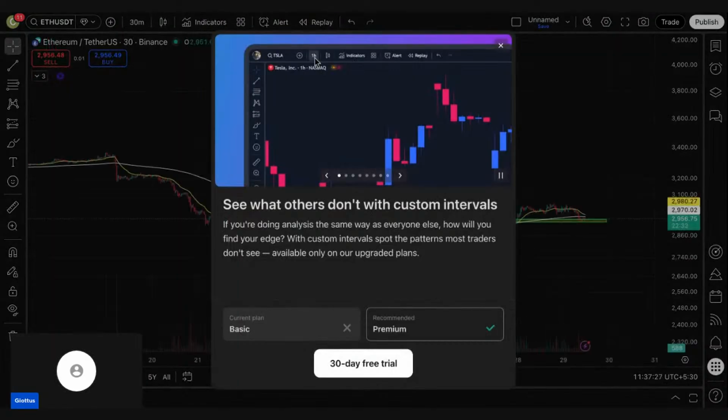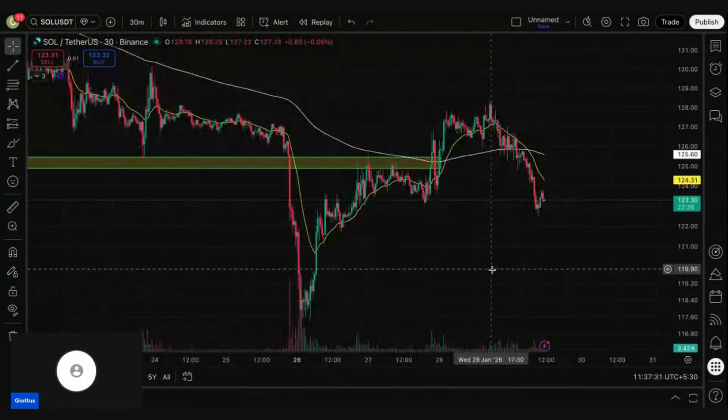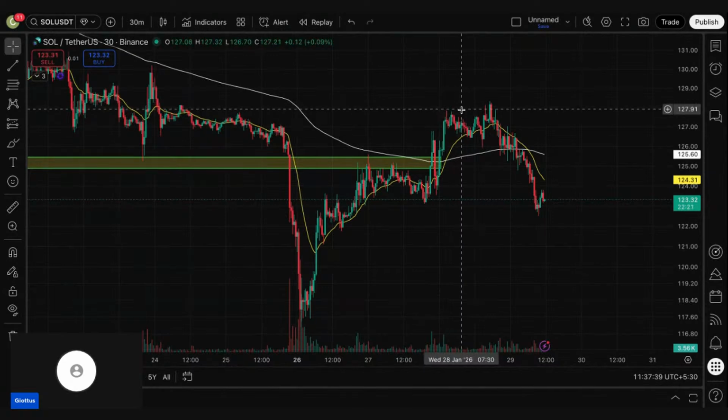So let's look at Solana now. Solana has also corrected a lot from its recent high of around 128. You can see how big of a correction we have seen from there, right?